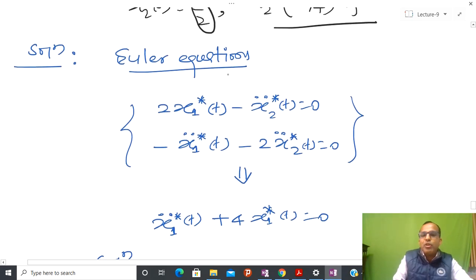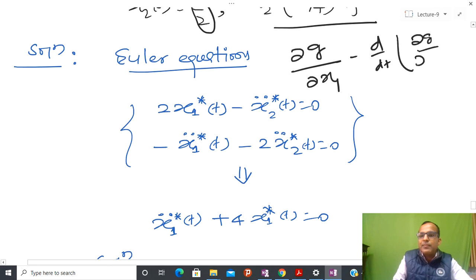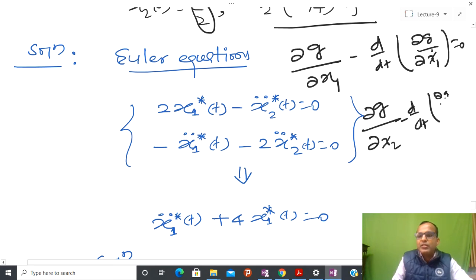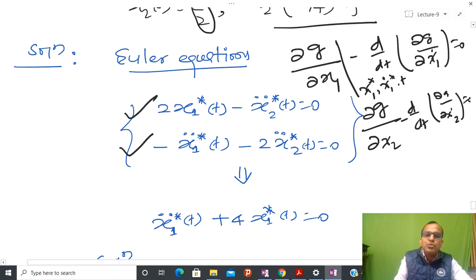So again I am going to solve the Euler-Lagrange equation. With respect to x1 I have one equation, d by dt of dou g by dou x1 dot equal to 0. With respect to another argument x2 I have another equation, dou g by dou x2 dot equal to 0. And you can see that for each argument here, x1 star means I am going to calculate this particular partial differential equation with respect to x1 star, x1 dot star, and with respect to t. Similar kinds of things here and here. Then you are able to get these two Euler equations.